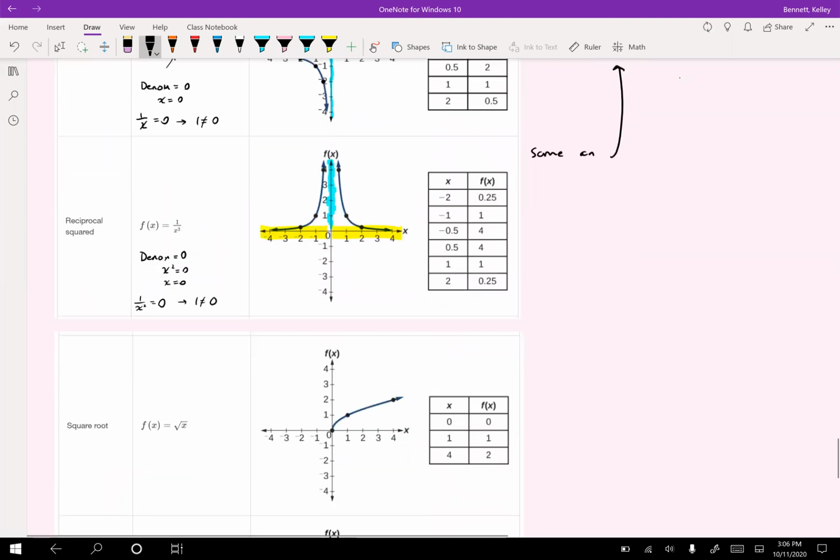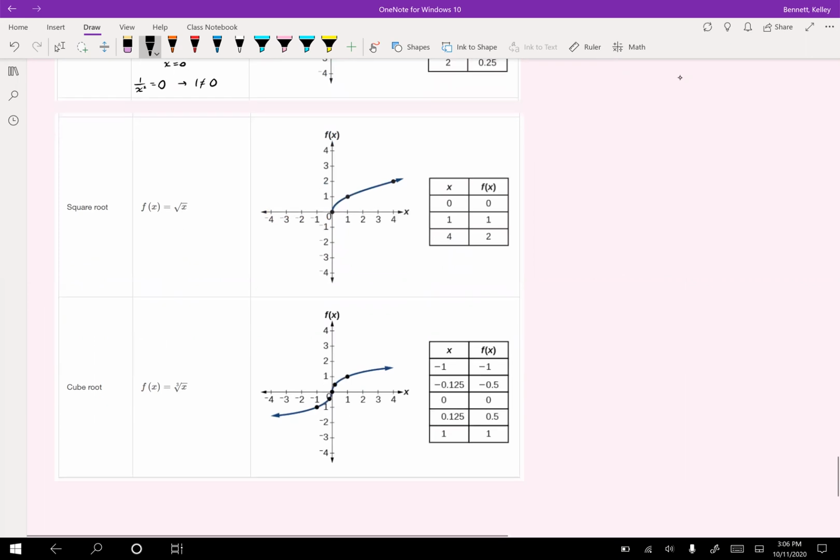The square root, right? So we saw that we couldn't have negative values in my radicand. So the domain here, I can have 0 and anything greater than 0. And then I see in my range, I can have 0 and anything greater than 0.